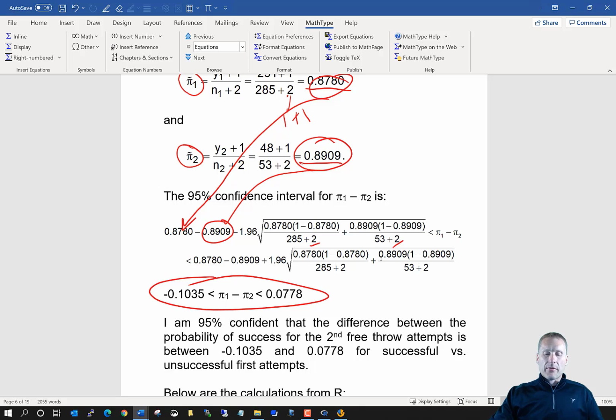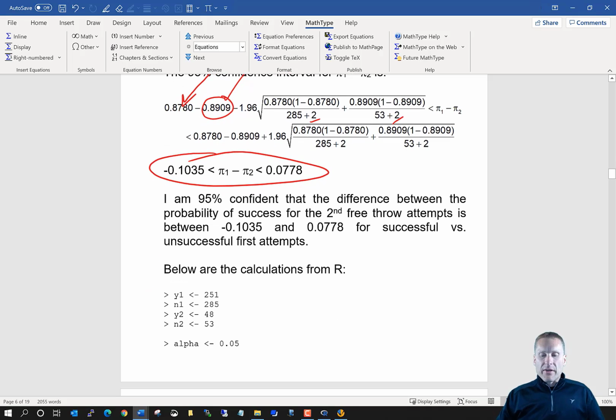Let's interpret it. I am 95% confident that the difference between the probability of success for the second free throw attempt is between these two numbers for successful versus unsuccessful first attempts, or made versus missed attempts. Another way to interpret this is that in all similarly constructed confidence intervals like this, we would expect 95% of them to contain the true value of pi1 minus pi2.